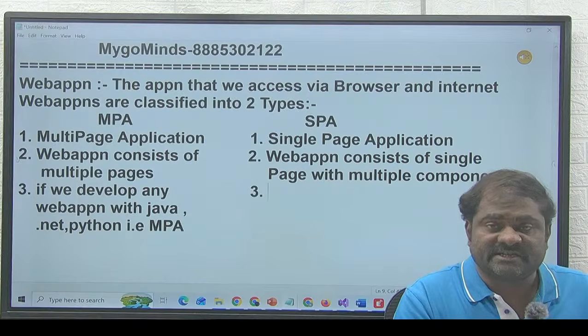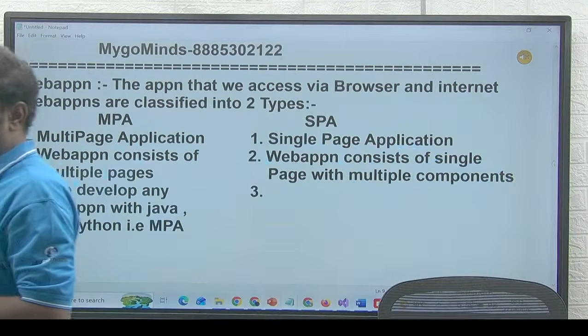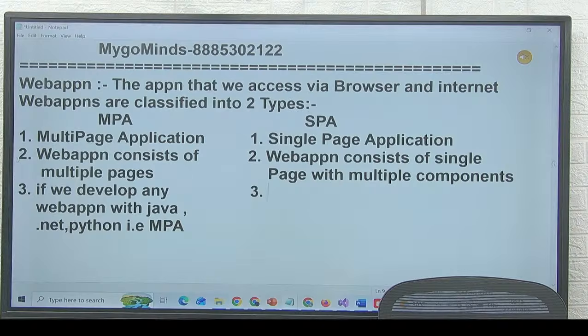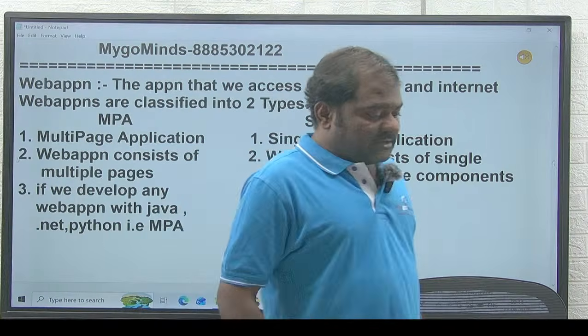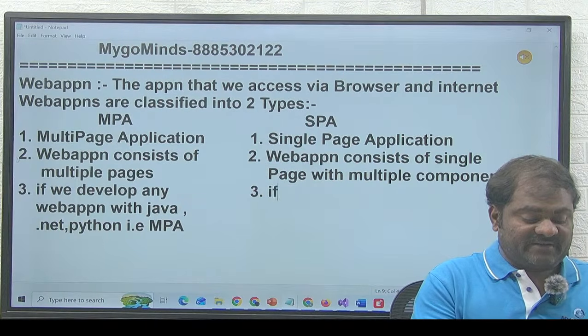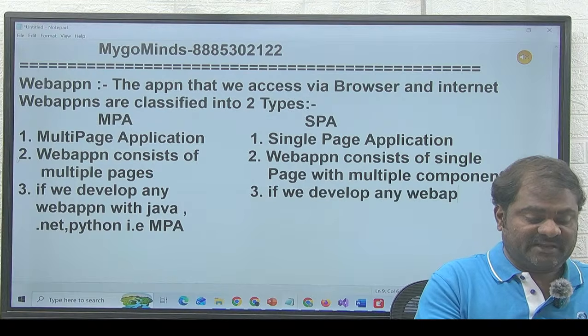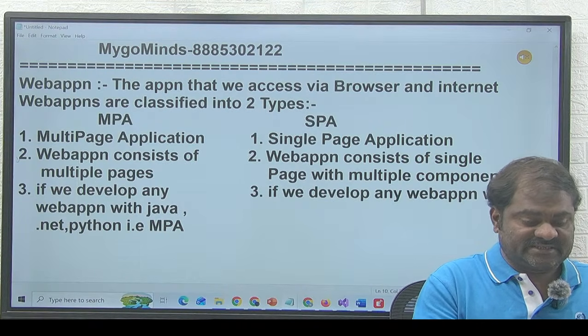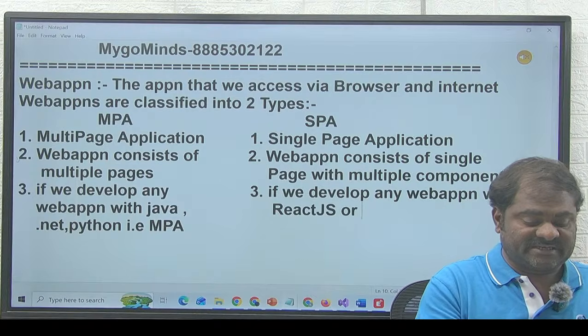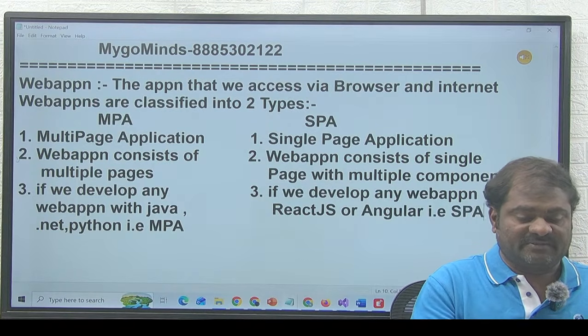Is it clear? In olden days, there was no full stack. We used to develop applications only by using Java. Java means core Java, advanced Java, Spring Boot, Hibernate. If you develop the application with Java or .NET or Python, that type of application is called a multi-page application. In olden days, there was good demand for multi-page applications, but nowadays there is good demand for what? Single-page applications. Is it clear? If we develop any web application with React.js or Angular, that is called a single-page application.